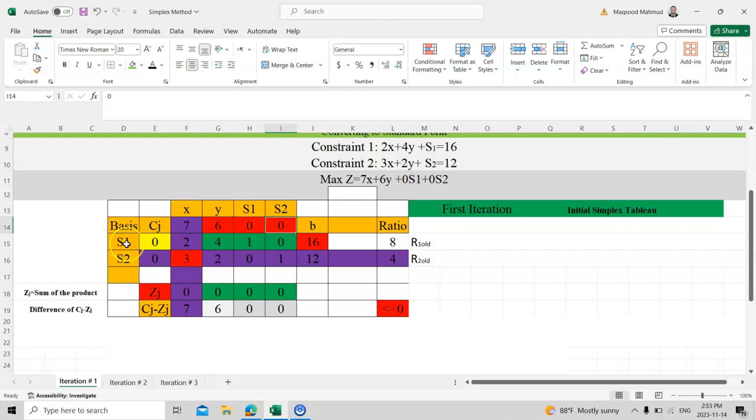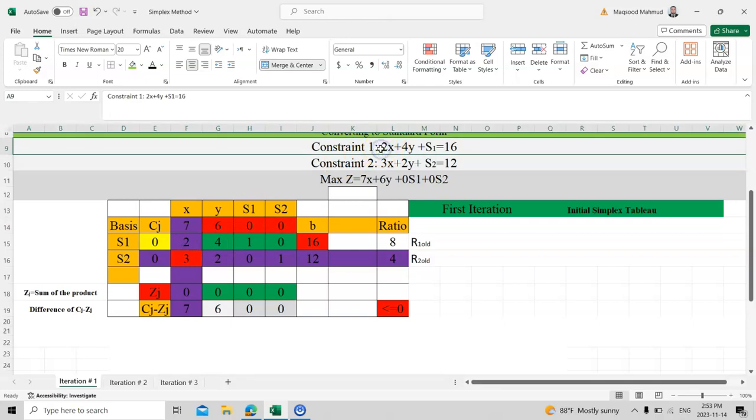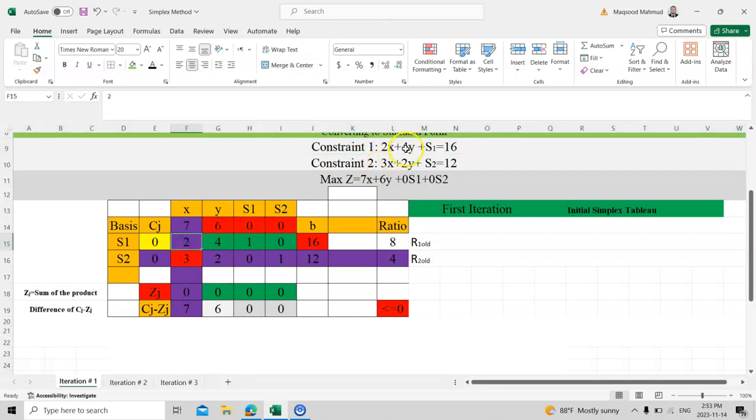Now for the constraints s1 and s2, we write 0 0, because in the objective function they are 0 0. Now look at constraint number one. The coefficient for x is 2, so we write 2 here. The coefficient for y is 4, so we write 4 here. The coefficient of s1 is 1, so we write 1 here. The coefficient of s2 is 0, because s2 does not exist here, so we put 0.